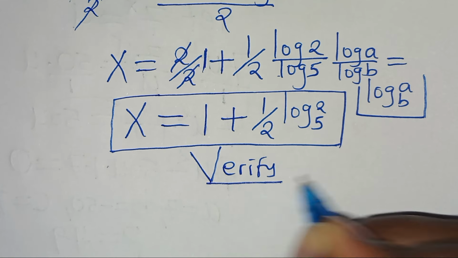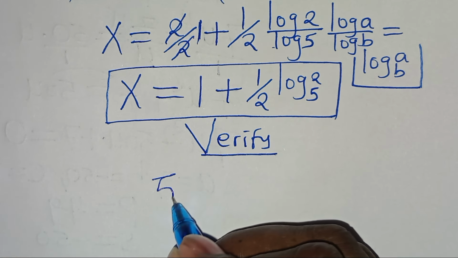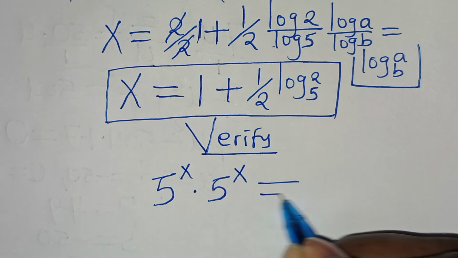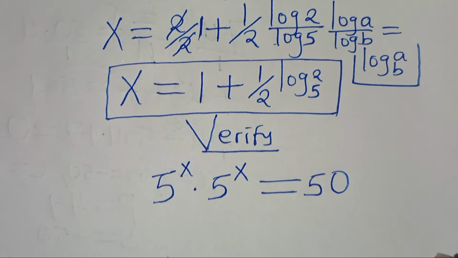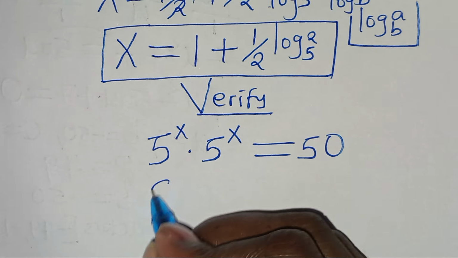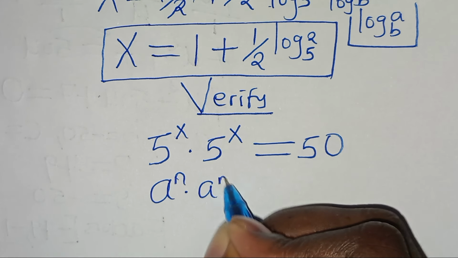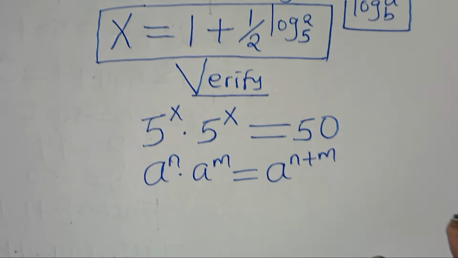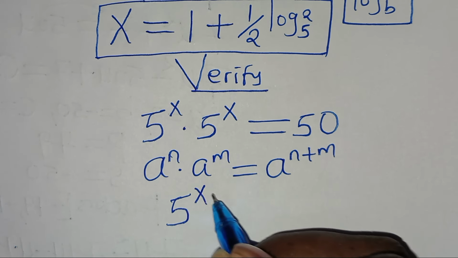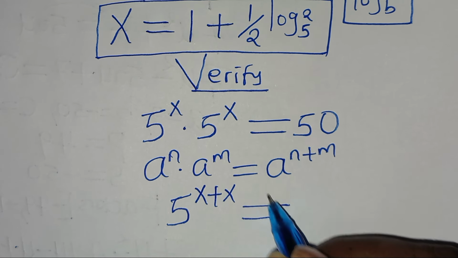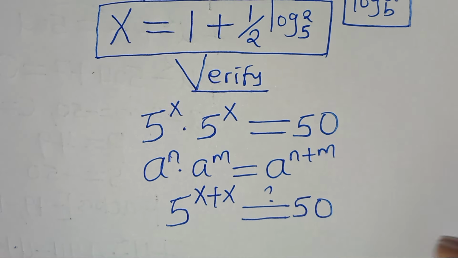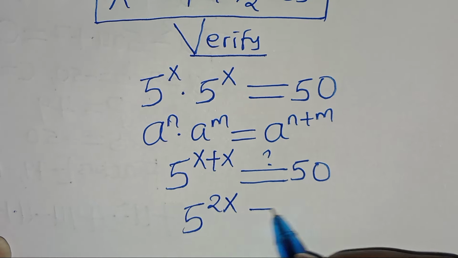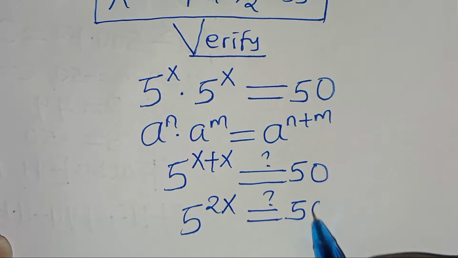So let's verify from here. We have 5 to the power of x times 5 to the power of x. This is equal to 50. This is in the form of a to the power of n times a to the power of m, which can be expressed as a to the power of n plus m. So this is 5 to the power of x plus x, and this is supposed to give us a value of 50. So here we have 5 to the power of 2x. This is supposed to give us a value of 50.